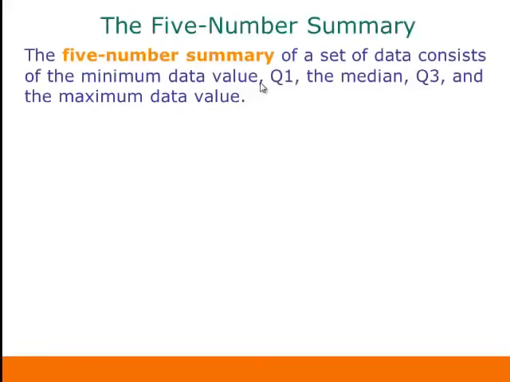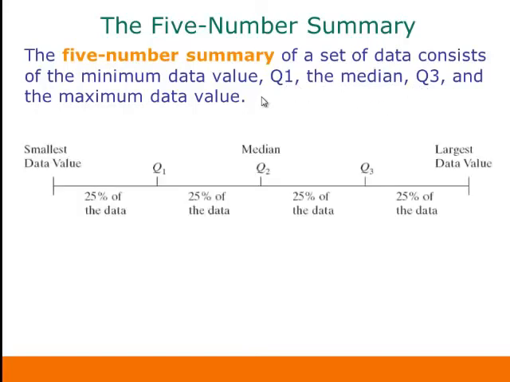The 5-number summary of a set of data consists of the minimum data value, the first quartile, the median, the third quartile, and the maximum data value. So again, if we're looking at our picture with all the quartiles, this is our 5-number summary that divides the data up into the 4 equal parts. So we start with the smallest data value, Q1, the median, Q3, and the largest data value.